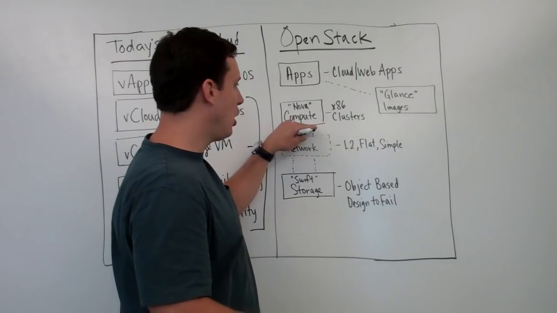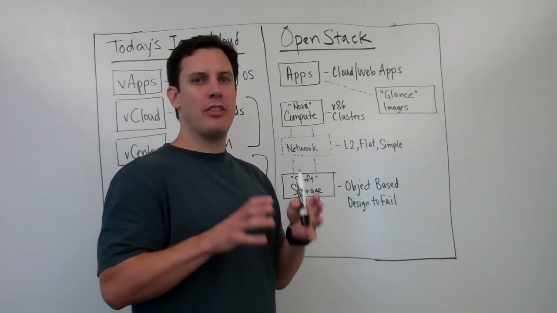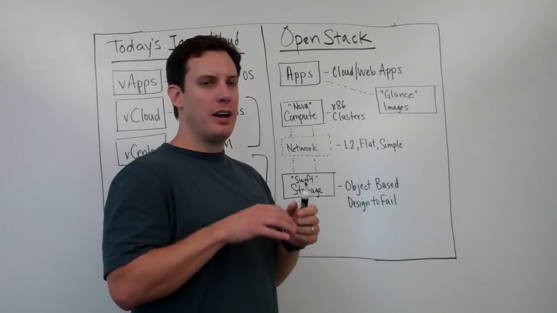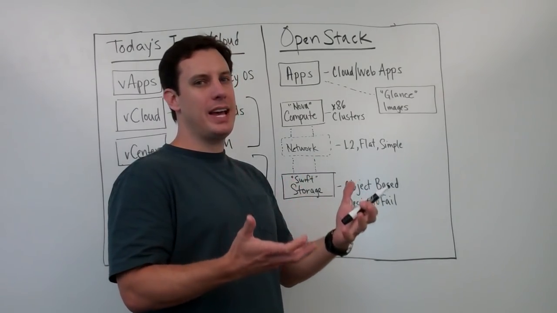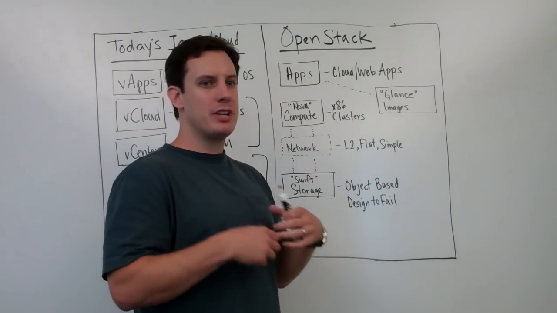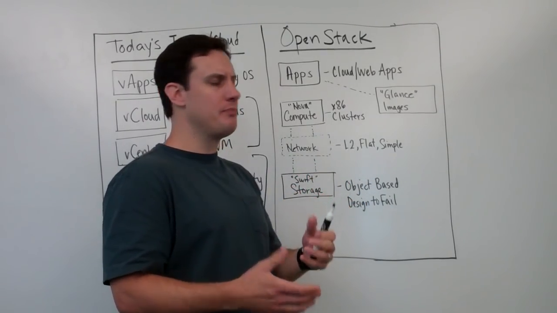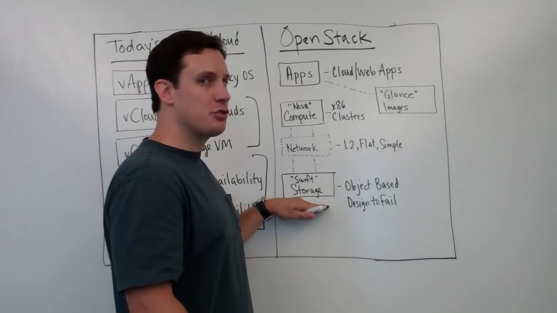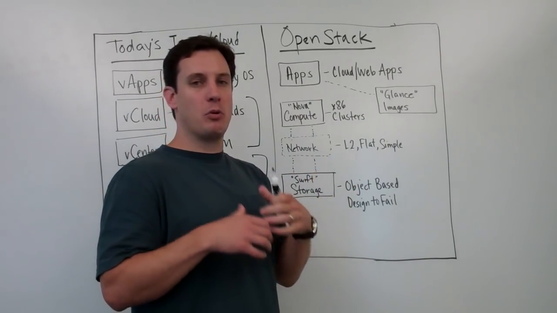The second piece is called Nova. Nova really focuses on the compute layer, right? How do I get commodity or any x86 platform to be able to boot, to load images, and to do compute functions? And the third current piece today is called Swift. Swift is the project name for the storage.